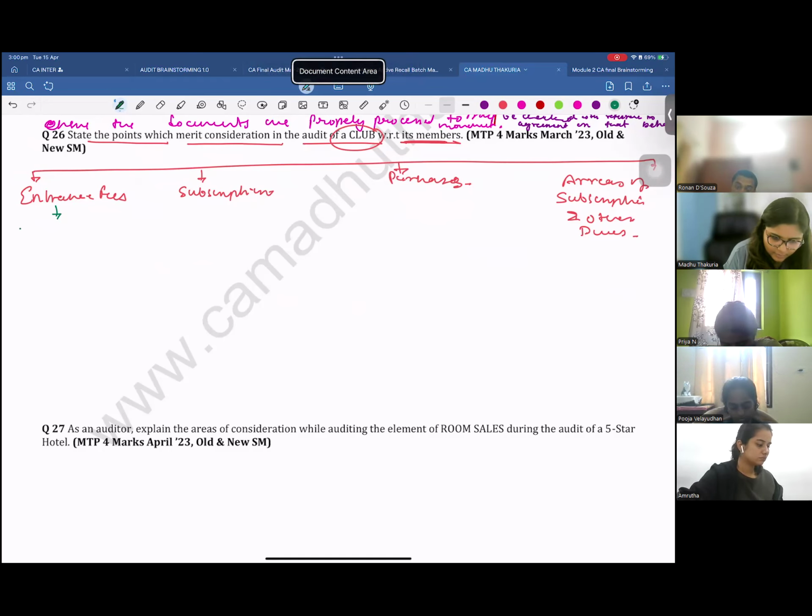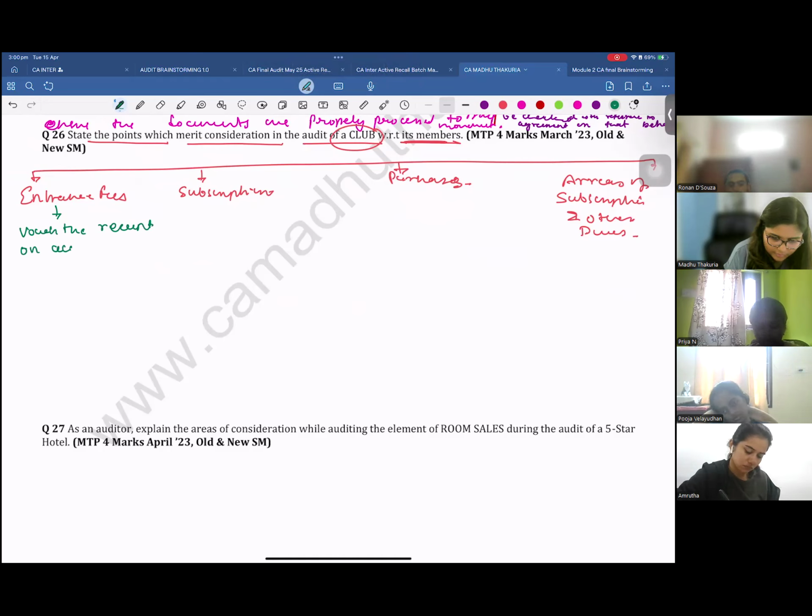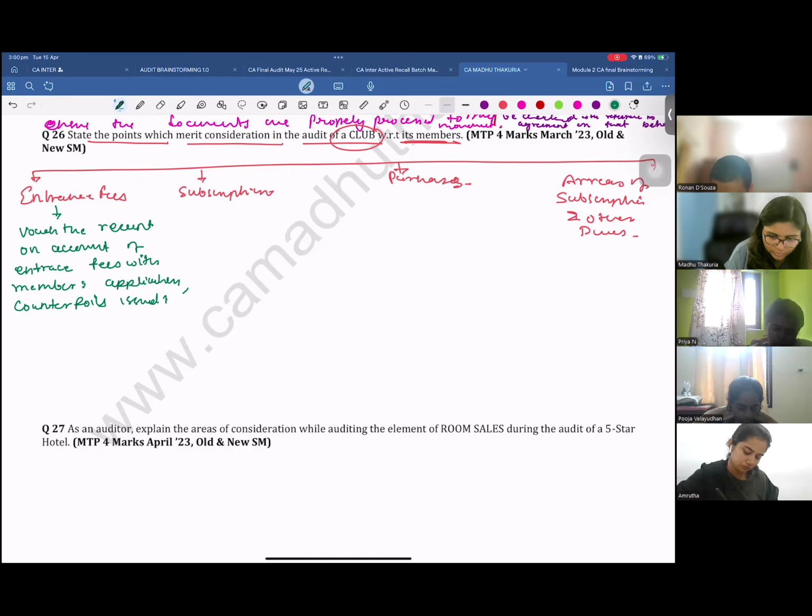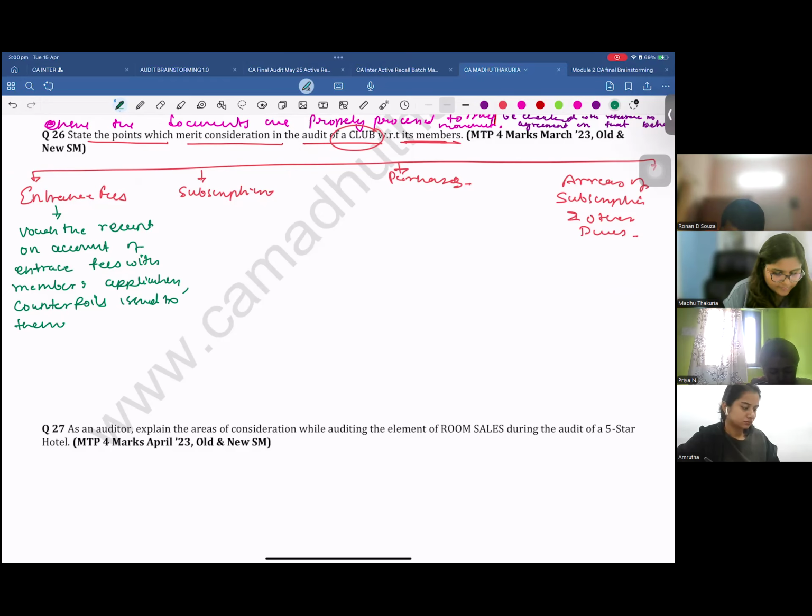First, vouch the receipt on account of entrance fees with members application counter foils issued to them, right?